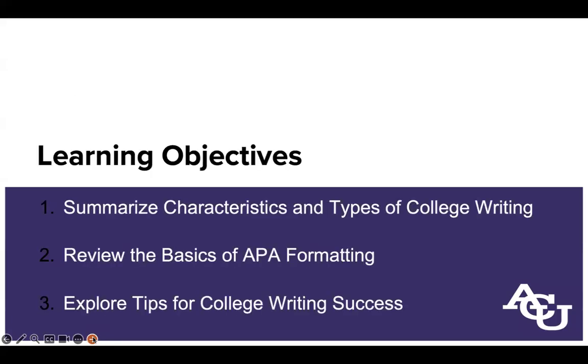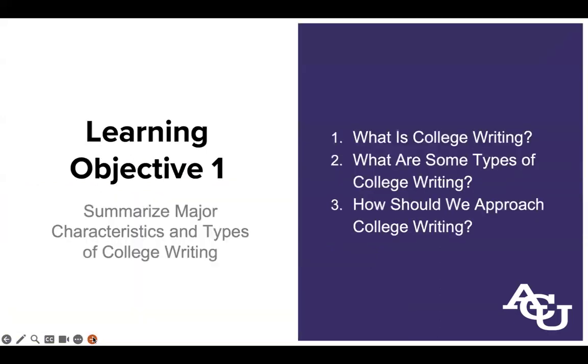So we've got 3 learning objectives for this webinar. By the end of tonight's session, we will summarize characteristics and types of college writing, review some basics of APA formatting, and explore tips for college writing success. Our first learning objective is to summarize major characteristics and types of college writing. We're going to break that down 3 different ways: what is college writing, what are some types of college writing, and how should we approach college writing. Sarah's going to get us started.